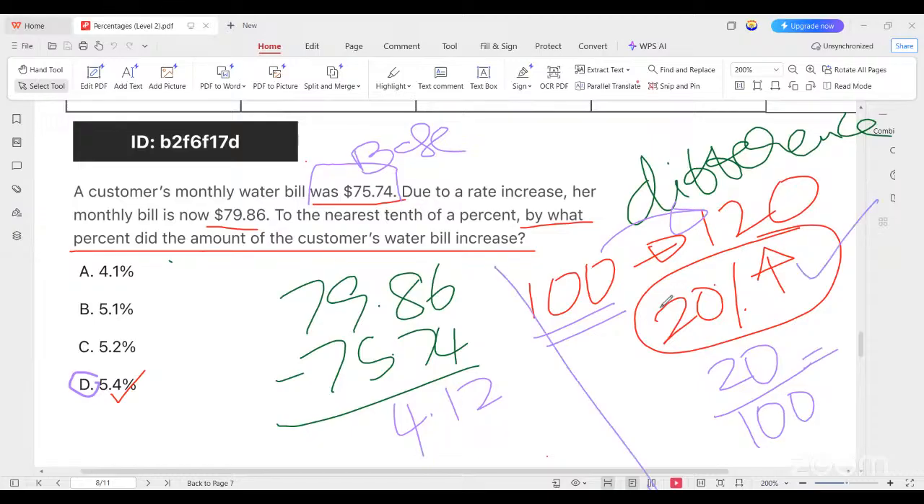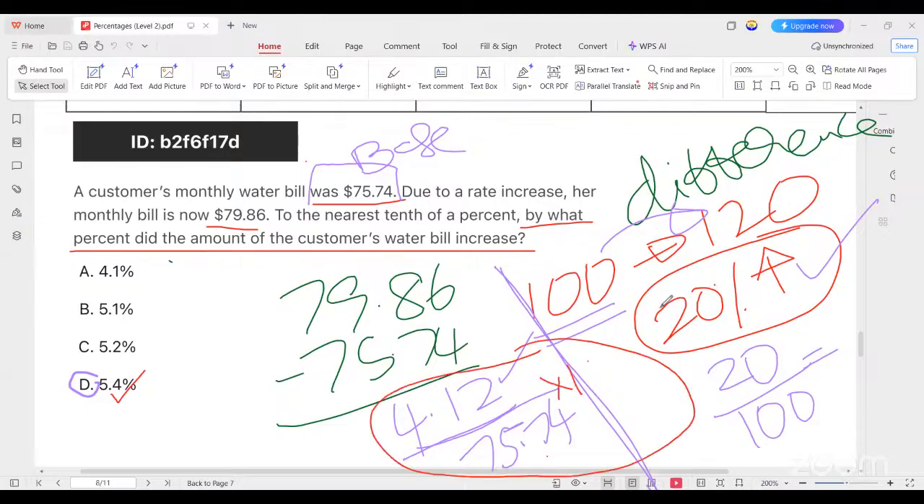The same way we have to solve it here also. How much increase is this on what amount? 75.74, this is the base. So this fraction we have to convert to percent. That's it. How can we convert? Times 100. Do that. How much will it be?